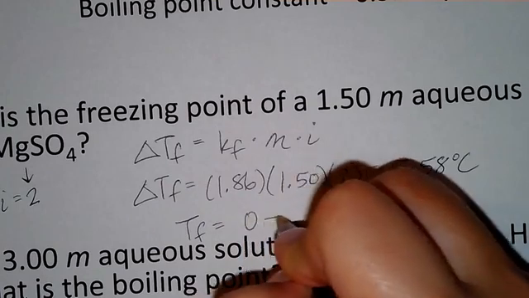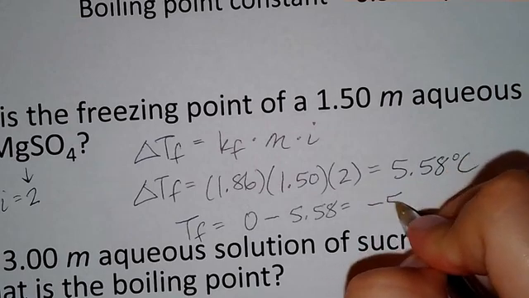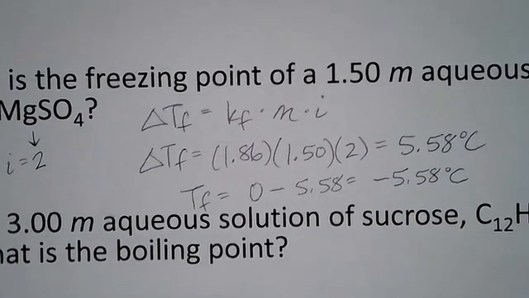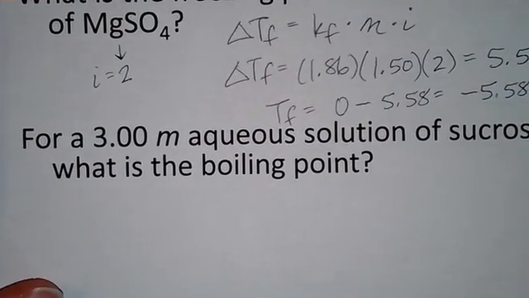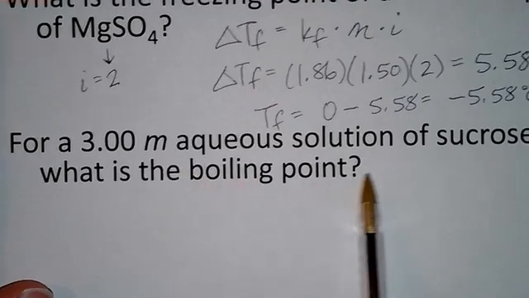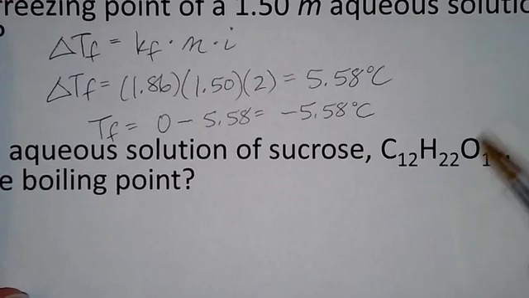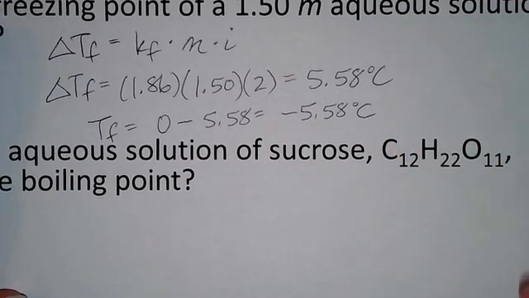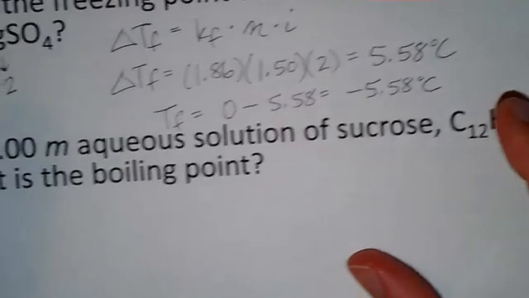All right, the second one, 3 molal aqueous solution of sucrose. If we look at the formula for sucrose, this is a covalent compound, pretty large one, but it's not going to ionize. It's not an electrolyte solution. This is a non-electrolyte solution. And we want to know the boiling point. Since it's a non-electrolyte solution, that means i is going to be 1 for sucrose. So we can kind of ignore the i value.